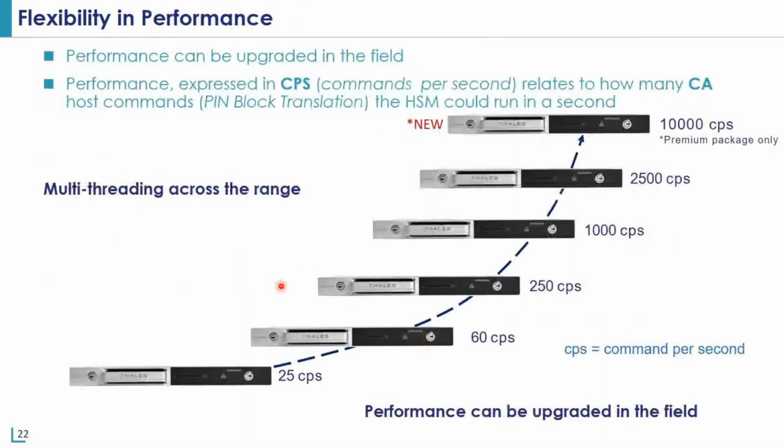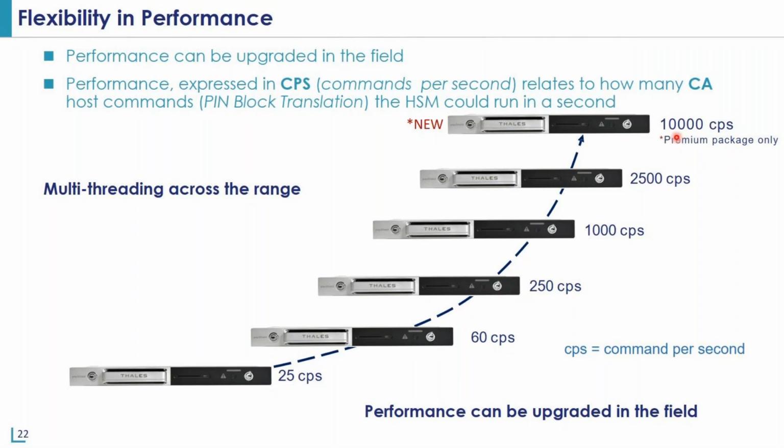So we have licenses based on different performance levels. Some customers have a requirement to support high payment application volumes, so they require high performance packages. Some have a medium requirement and some have a very low performance requirement. So you don't have to purchase high performance packages if your payment application doesn't require this high number of commands per second support.